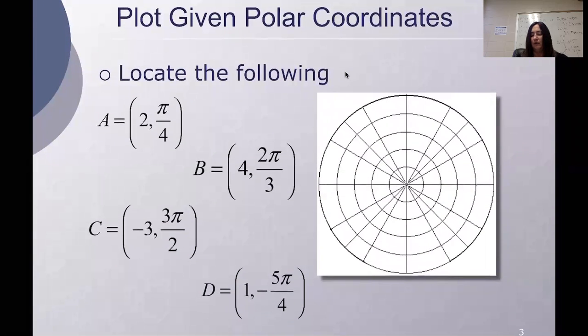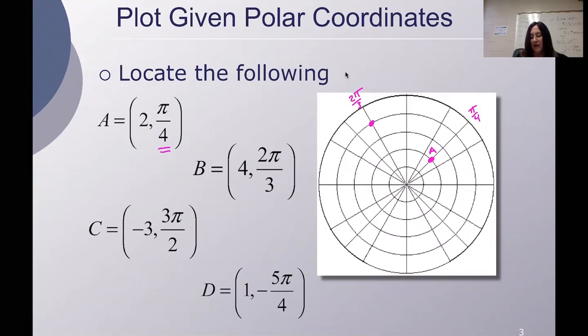If you think of your unit circle, your pi over 4 would lie here. So you think, okay, where's my angle? And then I want to go to that angle and go out a radius of 2. So that would be our point A. Point B is 2 pi over 3. If we think of 2 pi over 3, we are over here. This is 2 pi over 3, and we are out 4 units from the center.